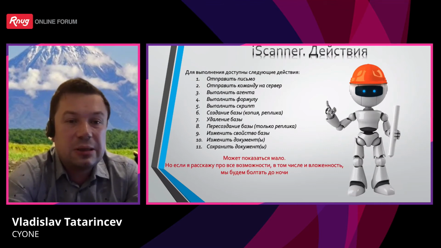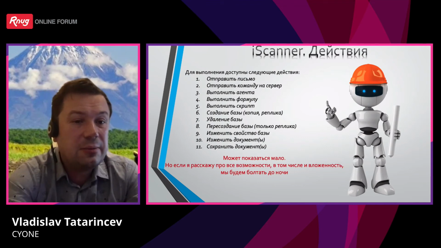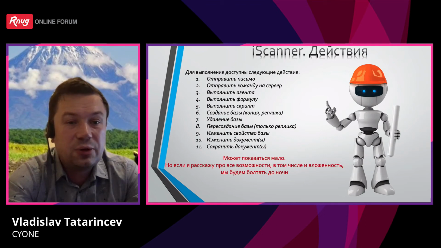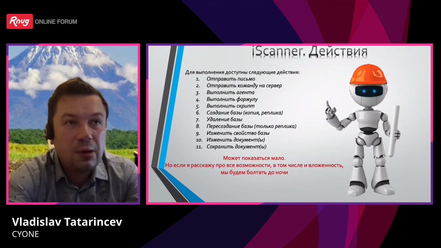iScanner has certain actions. So when it encounters a situation, it can identify that he needs to do something. He can send an email. This is a default action, what the clients usually start from. So we receive notifications of database crash or some errors in mailboxes. So we can launch agents, scripts, we can do replicas.